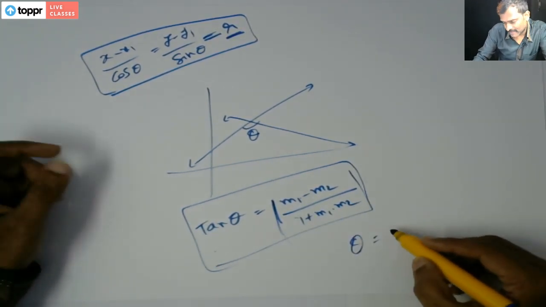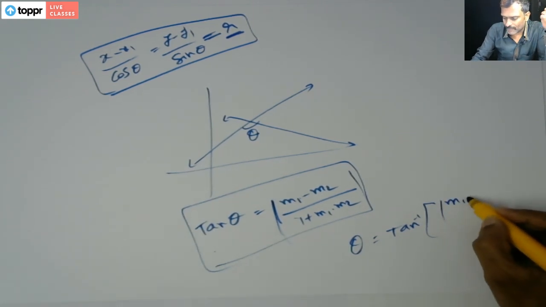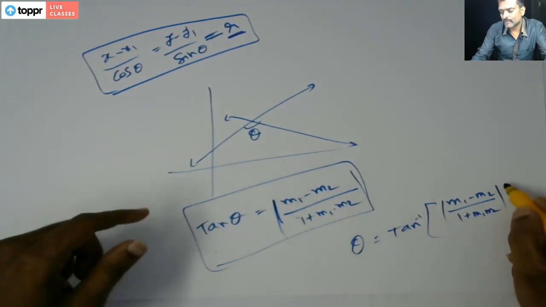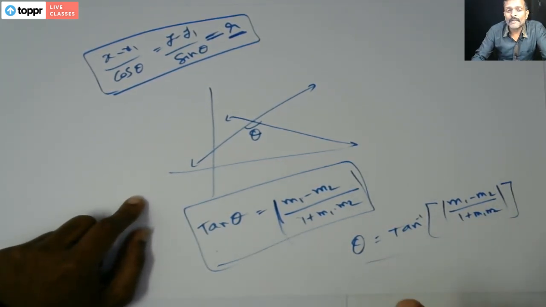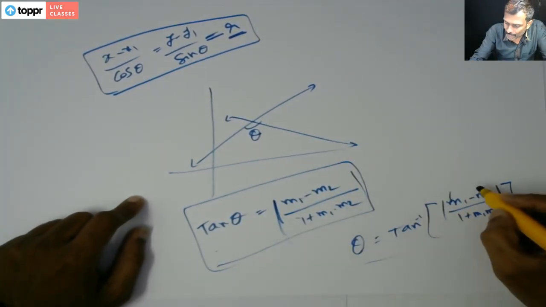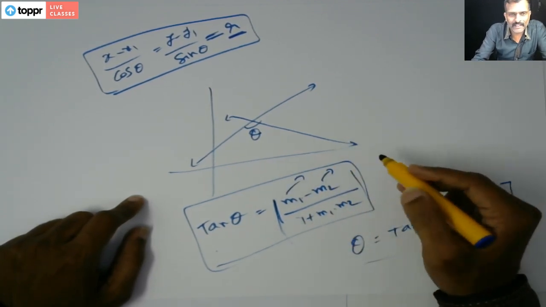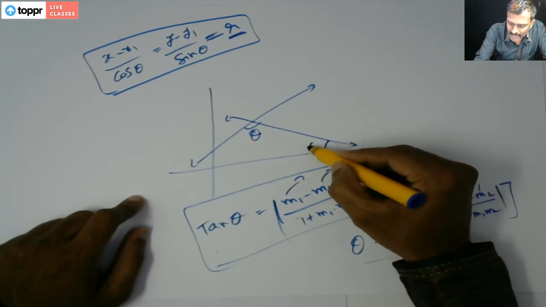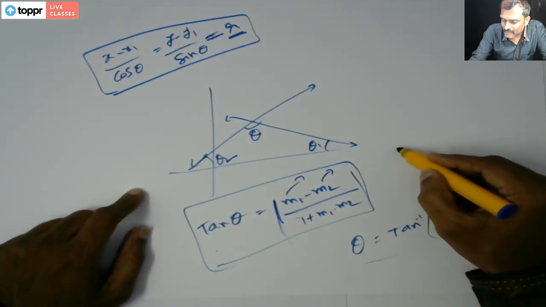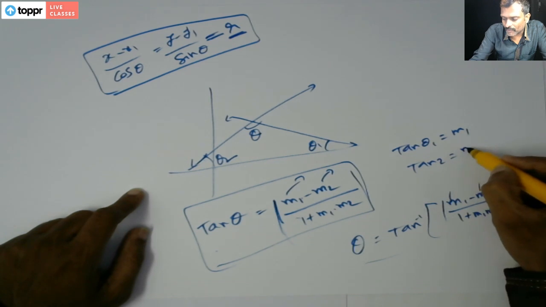And if you want the angle exactly, theta is equal to tan inverse of modulus of (m1 minus m2) by (1 plus m1 m2), which is the angle between the two lines, right? Where theta is the angle between the two lines. And what are m1 and m2? They are nothing but the slopes of the two lines. Say if this is making an angle theta 1 and this is making an angle theta 2, then tan theta 1 will be equal to m1 and tan theta 2 will be equal to m2.